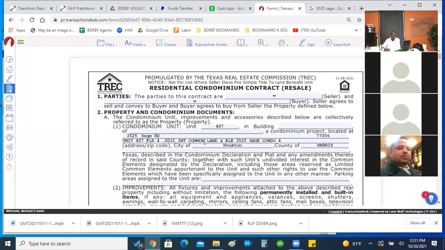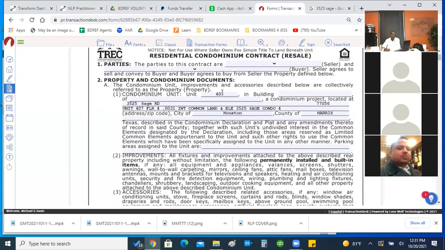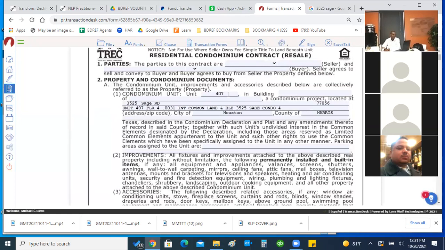There's a number of places you can go and get the legal description because they're all pulling the same data from the county records for the legal description. But the great thing is, with transaction desk, it auto-populates that information in there. So we're looking at unit 407.